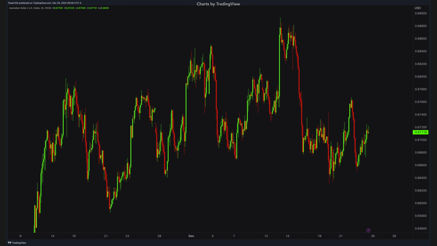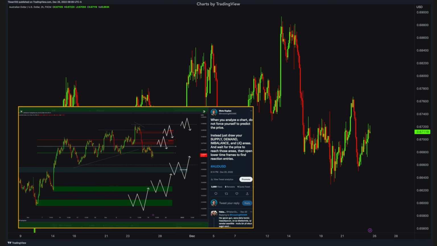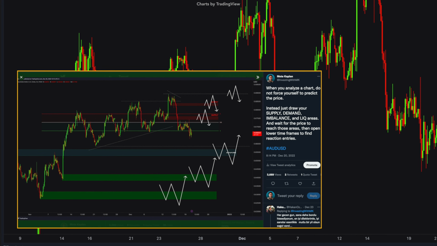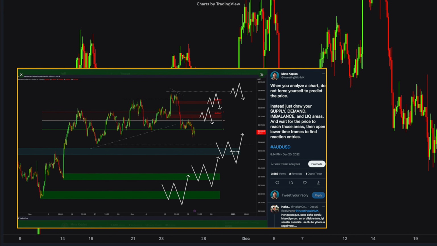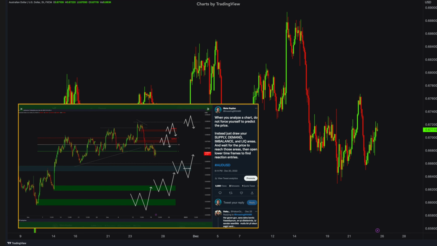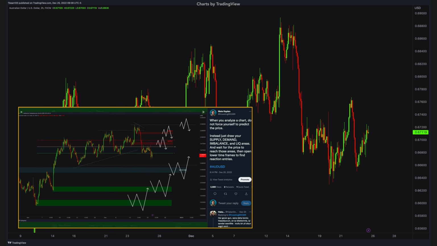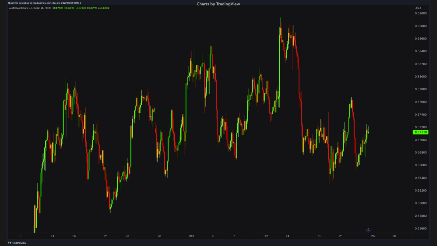Okay, let's check this AUD and US dollar pair. If you remember, I sent an analysis tweet about this pair and identified possible supply and demand areas, as I said right here. Do not force yourself to predict the price. Instead, focus on possible supply and demand areas. Once the price hits the level, just open lower time frames and look for market structure shifts. This supply area, basically the breaker block area, worked great. It also matches our range high area, a great point to look for shorts.